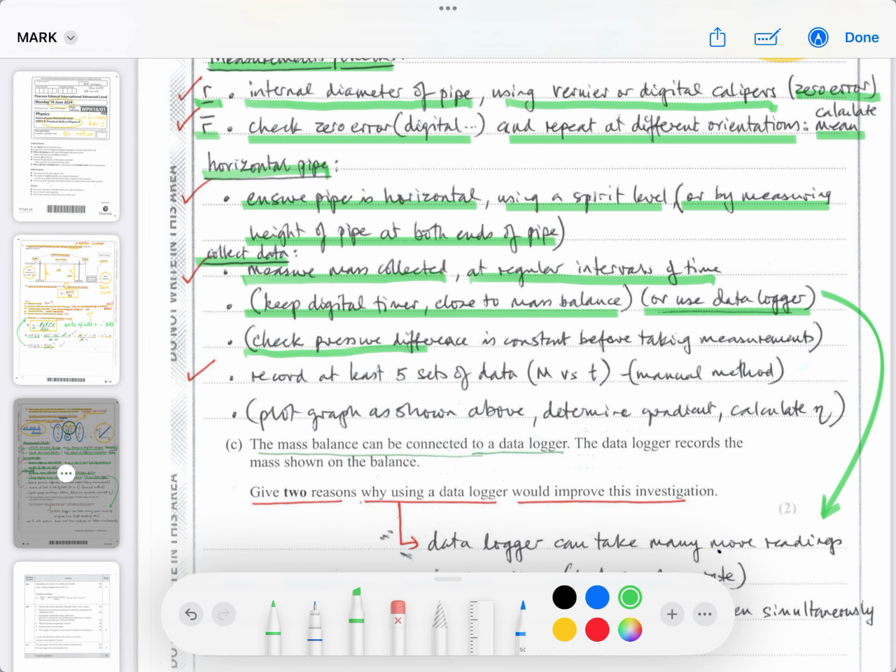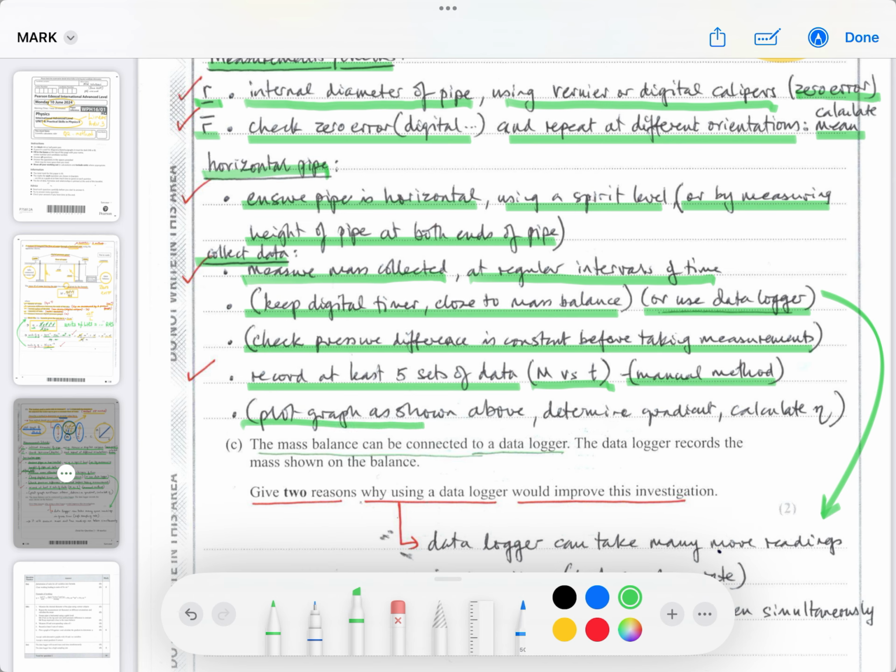Then you check the pressure difference is constant before taking measurements. In other words, that the flow rate has become constant. And you record at least 5 sets of data of mass against time if you're doing the manual method. Minimum would be 5, recommended would be 8. I always tell my A-level students I'm looking for 8.